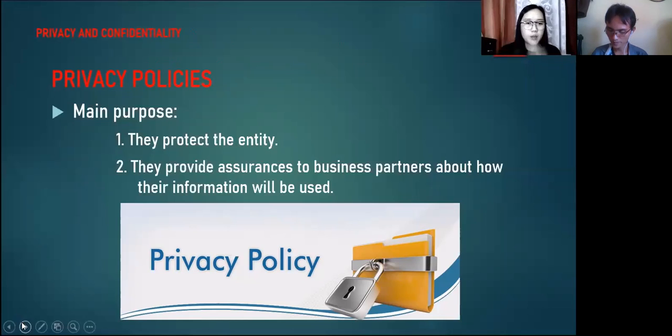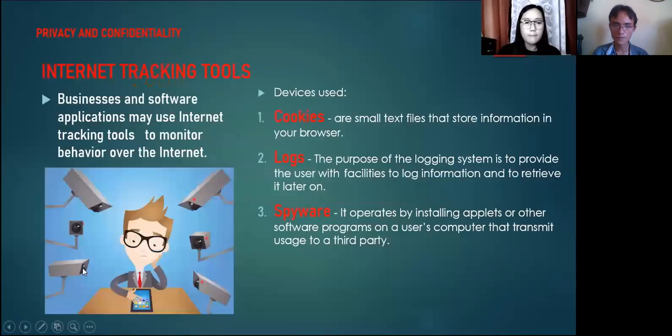And the second main purpose is that they provide assurances to business partners about how their information will be used. Before we proceed, remember the discussions in Chapter 2, Legal and Ethical Issues for IT Auditors, wherein in the last part, there was a discussion about privacy being a penumbra right. Meaning it is a gray area. It's not clear which is private or not for certain organizations, most especially if exposed online.